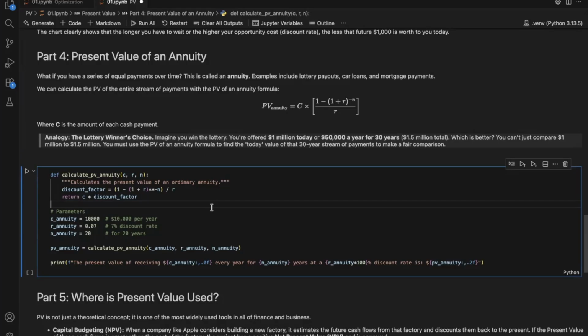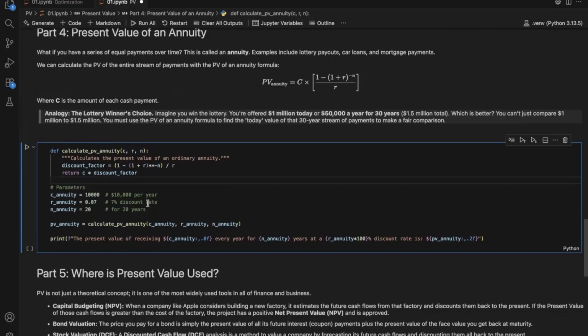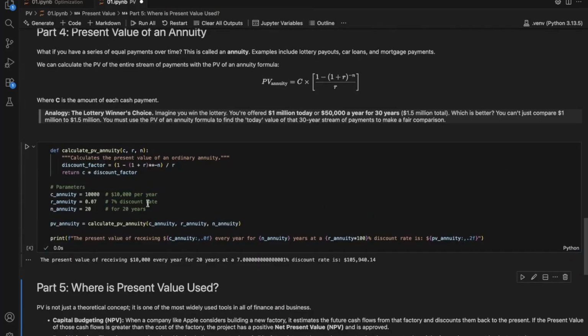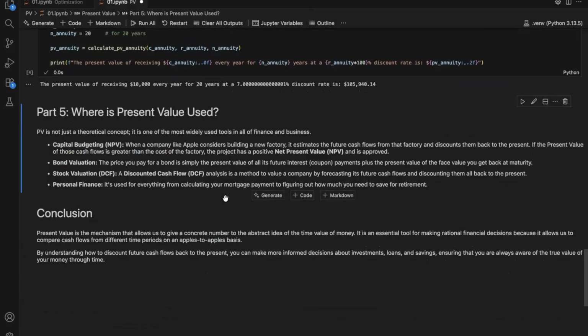What is the present value of receiving $10,000 every year for 20 years at a 7% discount rate? We defined a function called calculate_pv_annuity, which takes in the parameters: each cash payment, the rate, and the number of years. It calculates the discount factor and returns the present value of the annuity. Let's run this snippet. The present value of receiving $10,000 every year for 20 years at a 7% discount rate is $105,940. Even though the total payments add up to $200,000, the value in today's money, given a 7% opportunity cost, is just over $100,000.